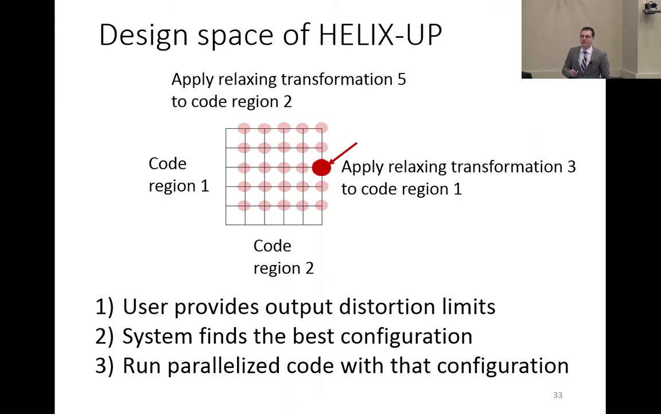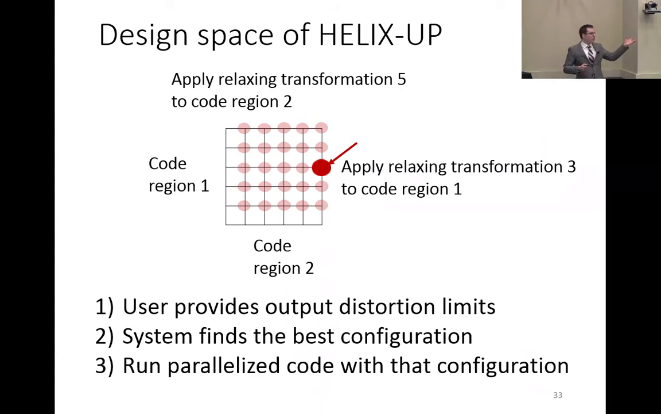Yes, thank you for the question. Yes, it is the case. But for most applications, when you write the code, you know the input and output more or less, and you know how to compute the distortion. So this is a requirement of the system: the developers have to provide this as well. Thank you. Yes, you can also do that. Great question.